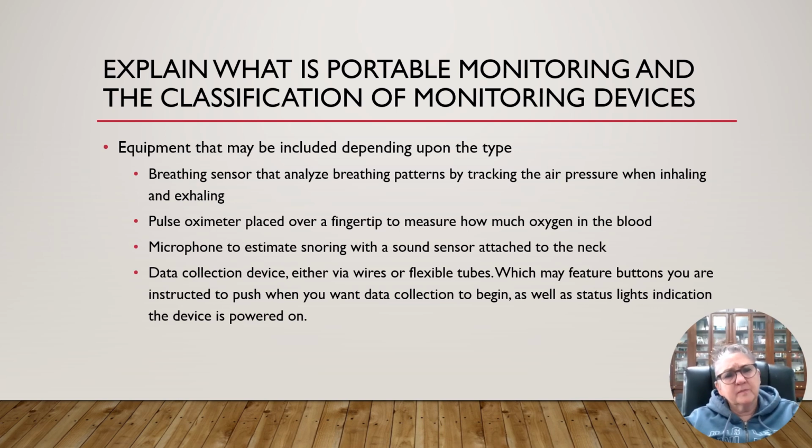Equipment that may be included, depending upon the type of home sleep testing, may be a breathing sensor that analyzes breathing patterns or tracks air pressure when inhaling and exhaling. The pulse oximeter is placed over a fingertip to measure how much oxygen is in the blood. A microphone to estimate snoring, with a sound sensor attached to the neck, and a data collection device, either via wires or flexible tubes, which may feature buttons you are instructed to push when you want data collection to begin, as well as lights indicating when the device is powered on.